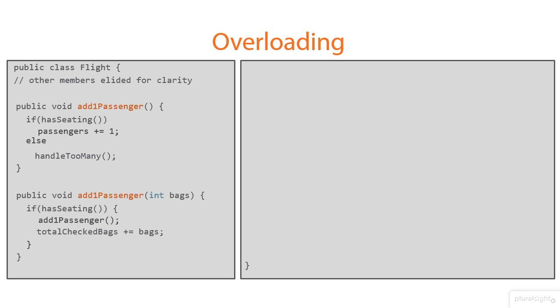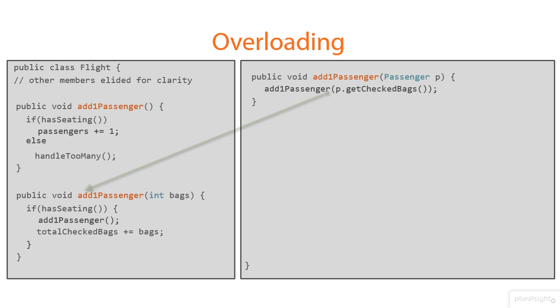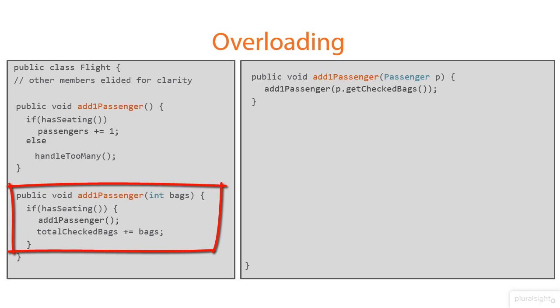So now, remember that we also have the idea of a passenger class. Well, if we're writing a method to add one passenger, it's probably going to accept an instance of the passenger class. Now, we're not going to do anything special here. All we're going to do is call the add one passenger that accepts an integer for checked bags. So we just call on our passenger get checked bags and pass that in. This shows us another interesting thing about method overloading. Our add one passenger that accepts an integer number of bags, that was adding new functionality.